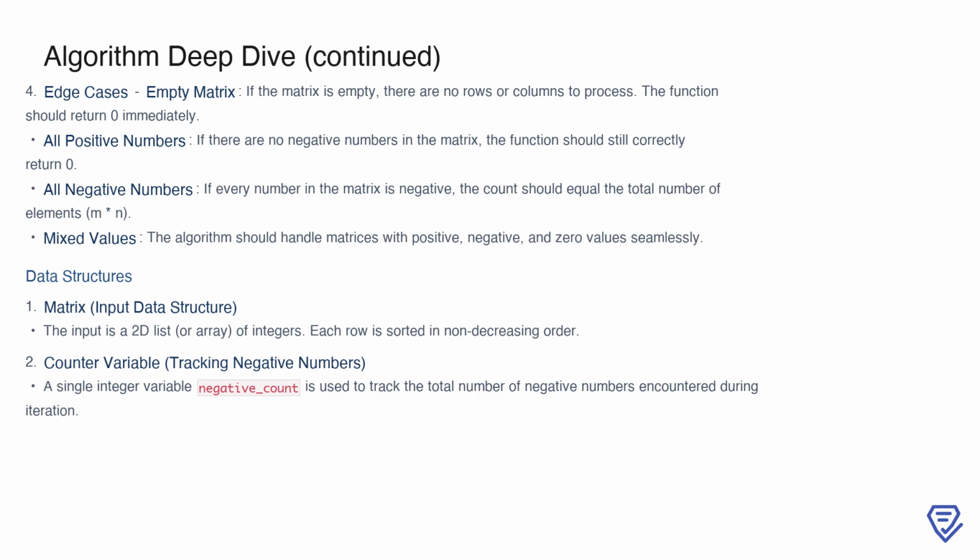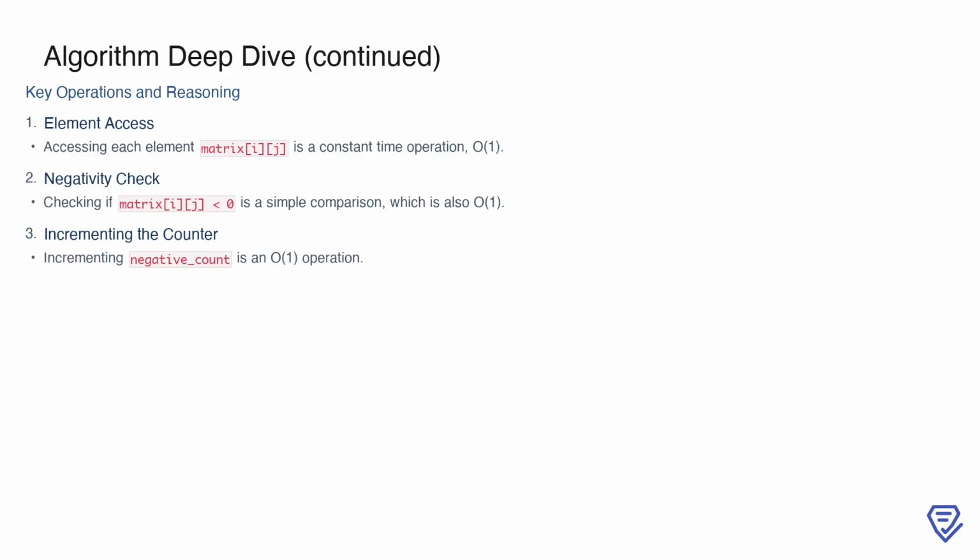Finally, the algorithm should handle matrices with a mix of positive, negative, and 0 values seamlessly, ensuring that only the negative numbers are counted. The input itself is a 2D list or array of integers, with each row sorted in non-decreasing order. The only additional data structure used is the counter variable _count, which tracks the total count of negatives during the iteration. Let's break down the key operations involved in this brute force approach.